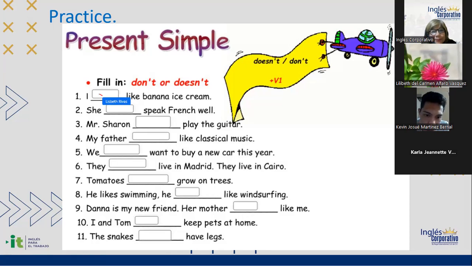Traten ahorita. Con el lapicito así en el celular tienen que tener bastante tacto. Yo ya lo he intentado y sí me sale, pero vamos a ver.